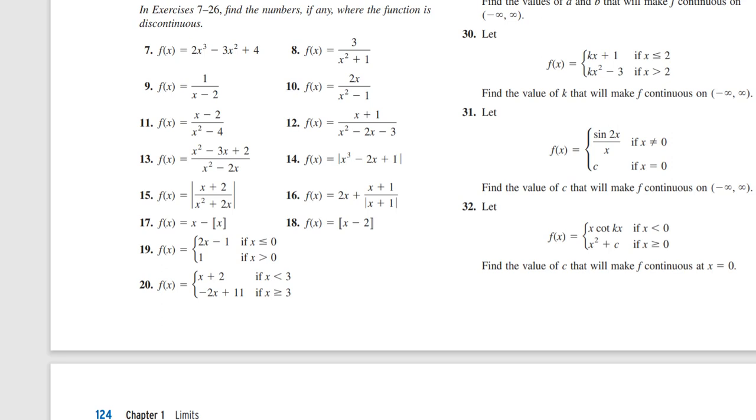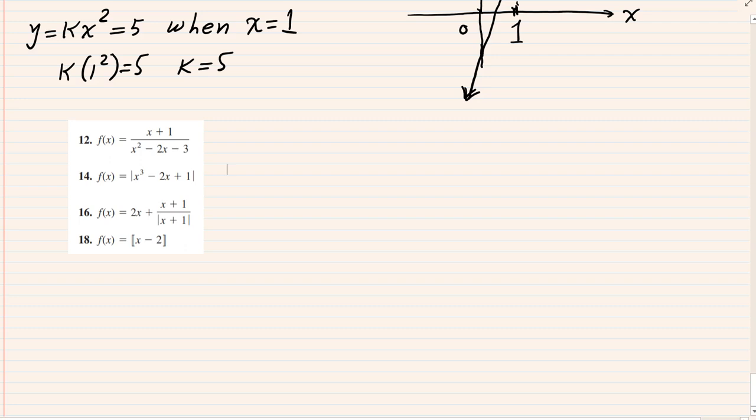So let's take a look at numbers 12 and number 16. Okay, and I have those right in here. And number 14, we actually mentioned. Number 14 is continuous everywhere.